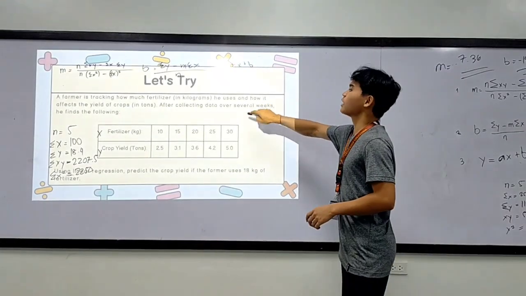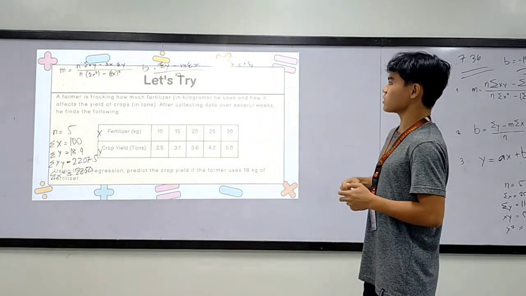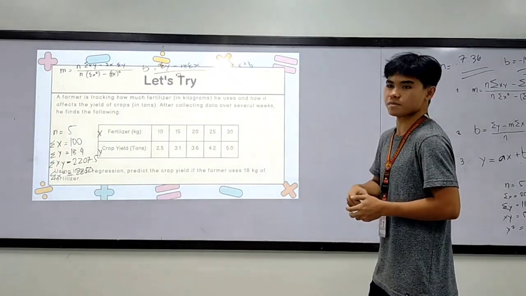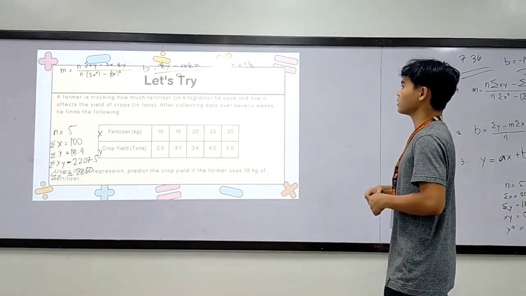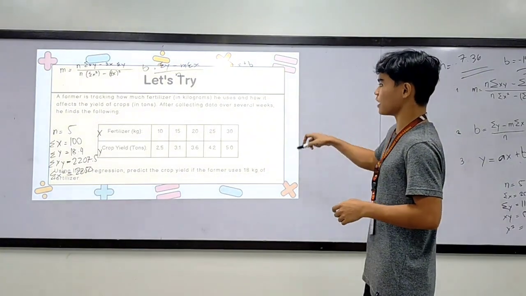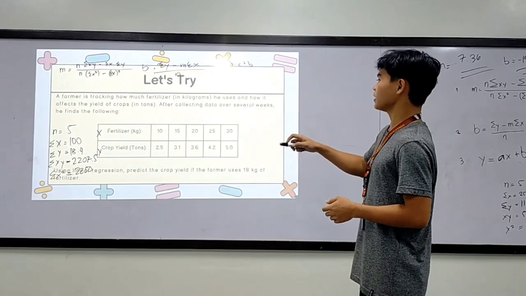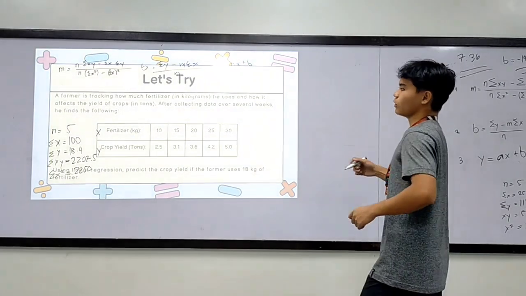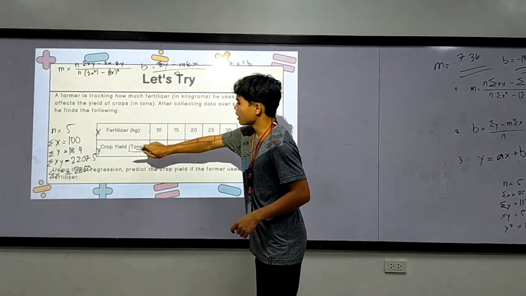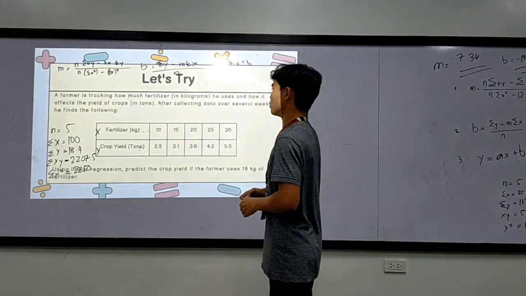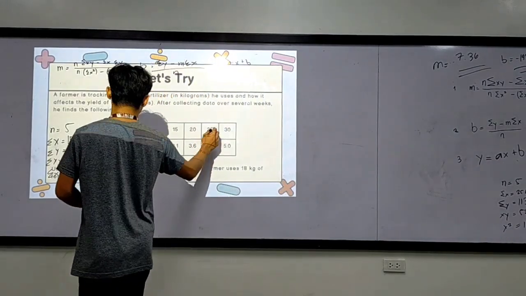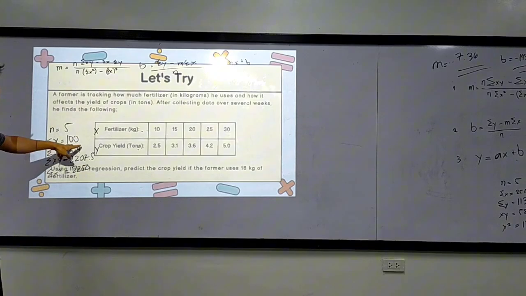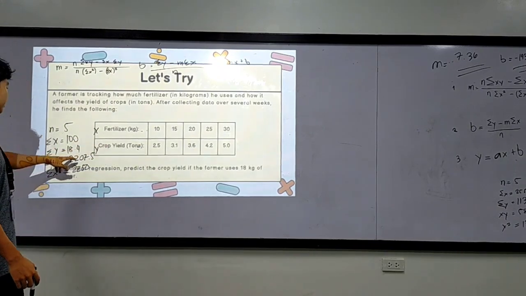So let's try problem number 4. A farmer is tracking how much fertilizer in kilograms he uses and how it affects the yield of crops in tons. After collecting the data over several weeks, he finds the following data. Using linear regression, predict the crop yield if the farmer uses 18 kilograms of fertilizer. So the fertilizer is x, the crop yield is y. N is just 5 because 1, 2, 3, 4, 5. Then the sum of x is equal to 100 and y equals 18.4.